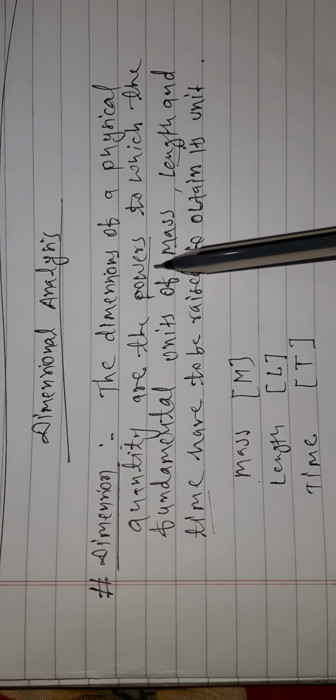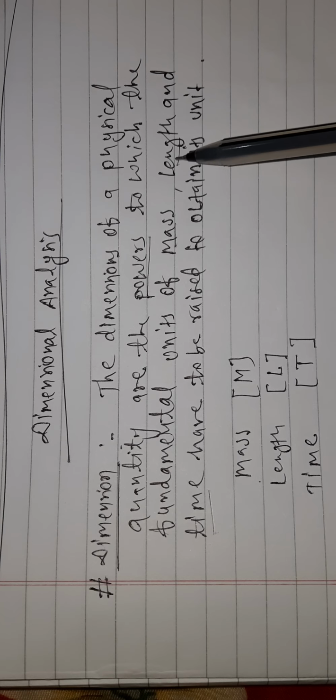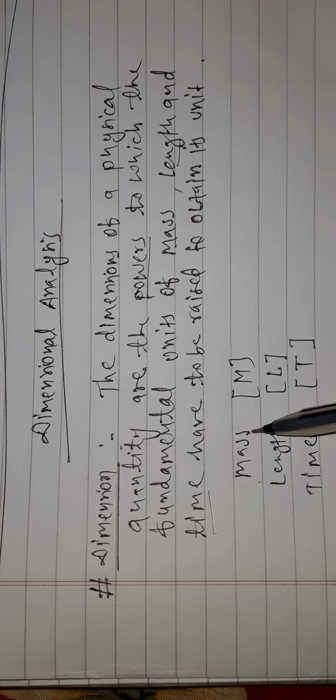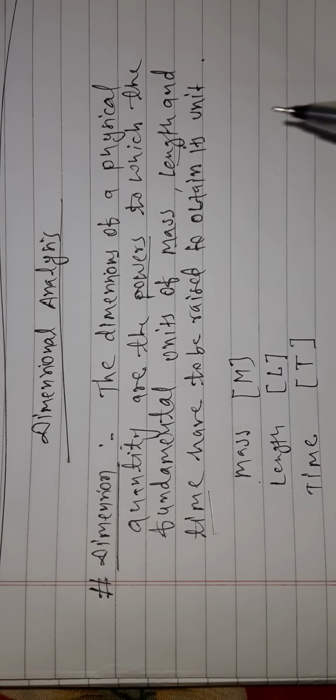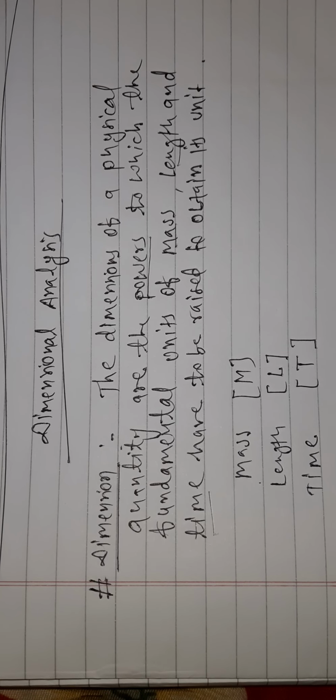Clear? So in very short, we can say dimension means the powers of a physical quantity in terms of mass, length and time. That is considered as the dimensions. And in dimension, mass is written as capital M, length as capital L, and time as capital T, guys. So this is very easy about the dimensions. Now we will see how we can write the dimensional formula of a physical quantity.